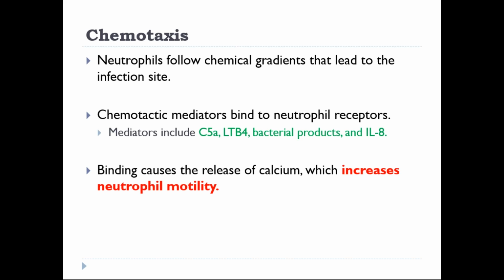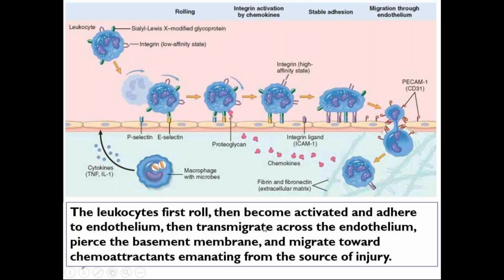Neutrophils follow the chemical gradients that lead to the infection site. The chemotactic mediators bind to neutrophil receptors, like C5a, leukotriene B4, bacterial products, and interleukin 8. Binding causes release of calcium, which increases the neutrophil motility. Okay, so this is how the chemotactic agents attract the inflammatory cells like neutrophils, and they get activated towards the site of inflammation.